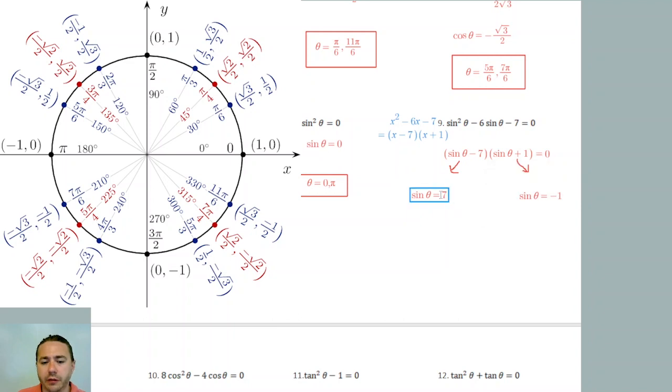Now, if you look around the unit circle, this is never going to happen, right? Because the largest number that the sine function ever takes on is 1. So it'll never get above 1. And so since this is saying, when is sine theta equal to 7, you're going to say never, essentially.